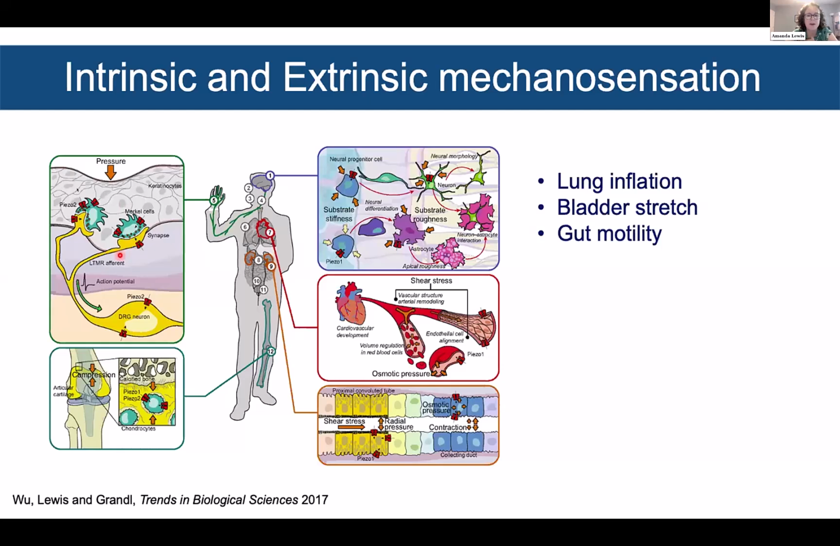But in addition to detecting forces extrinsic to our bodies, we also have the ability to detect many different types of internal forces that are also key to physiology. So, for example, chondrocytes in our bones sense the compression in our joints, endothelial cells in our blood vessels and epithelial cells in our kidneys sense fluid flow, and even differentiation of neurons is regulated by the ability of these cells to detect their local environment, things like the stiffness or roughness of the local substrate. There are also many more examples, such as lung inflation, bladder stretch, and gut motility, just to name a few.